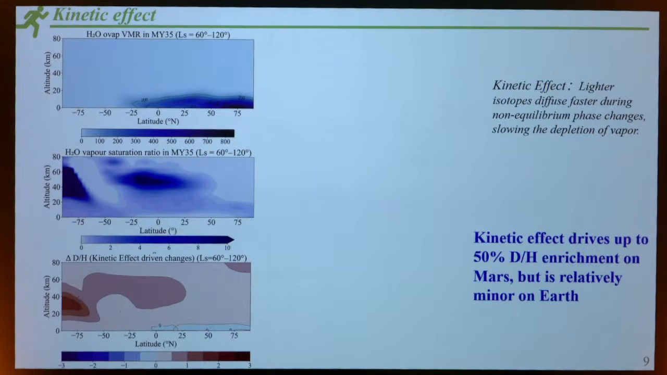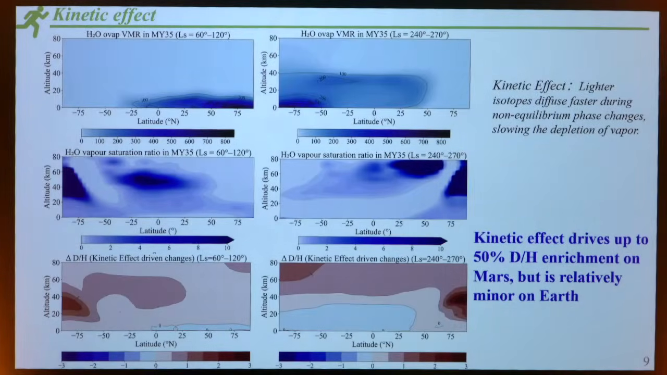It drives up to 50% of D2H enrichment of the atmospheric range. It's similar in the southern summer. It's very dry in the north, but supersaturated in the north. It also drives up to 50% of D2H enrichment. But this is relatively minor on Earth, because supersaturated conditions are very common on Mars, but the difference from the equilibrium remains modest on Earth.